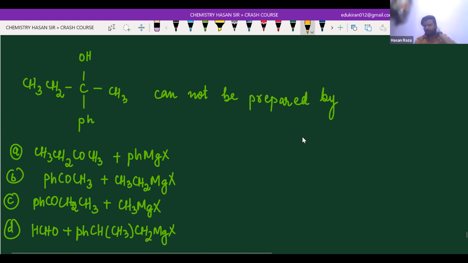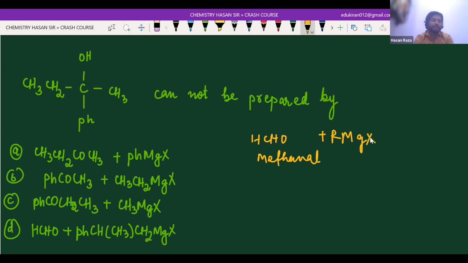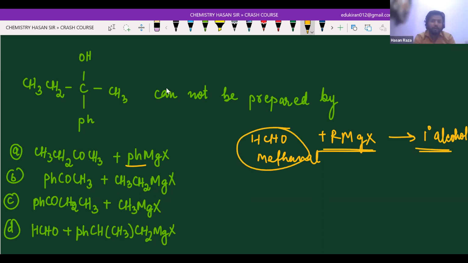See, this question, if you are going to do it by mechanism, the way I told you, you have to do all the reactions, and then you will get it. But there is another thing that I told you in the class, that HCHO, that is formaldehyde or methanal, if it is going to react with RMgX, R can be anything like pH, phenyl, ethyl, propyl, butyl, anything, you will be getting 1 degree alcohol. If you are going to react methanal with Grignard reagent, you will be getting 1 degree alcohol. So focus on your degree of the alcohol. What is the degree of alcohol here?